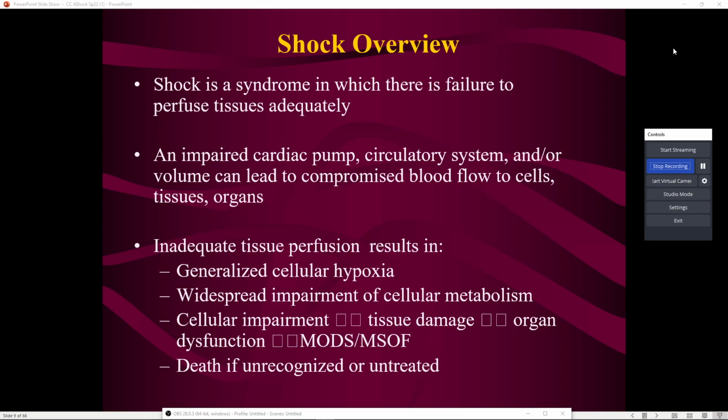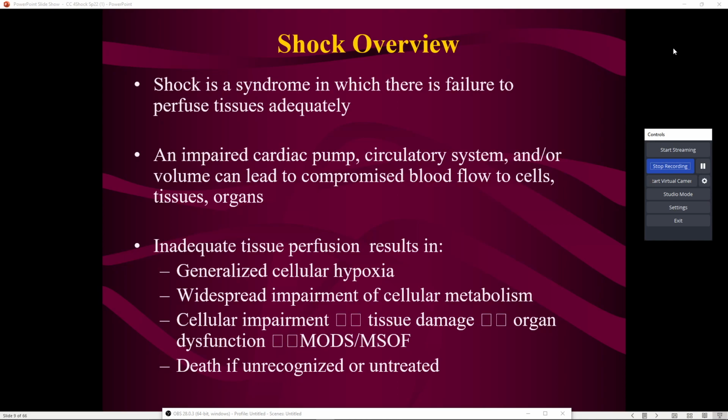The reason for the impaired perfusion can vary. We have a lot of variety here. It could be the pump itself, the circulatory system itself, the amount of volume we have to fill that circulatory system, or potentially even dilation of that circulatory system. Because again, if your blood vessels dilate too much, you actually don't have enough volume to even push through them. We have no blood return to the heart and limited perfusion to the tissues.